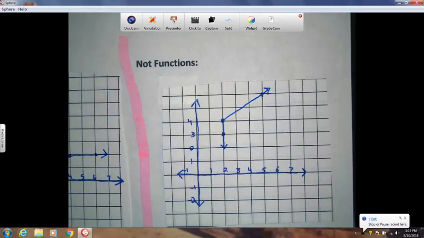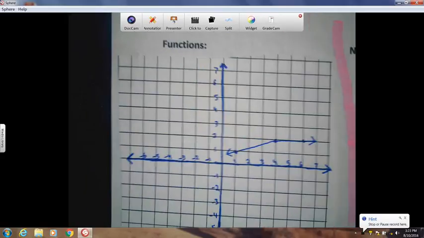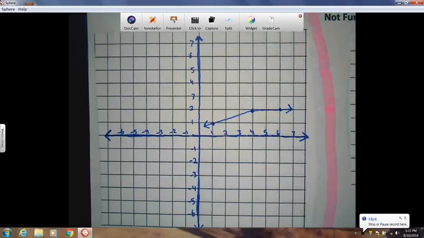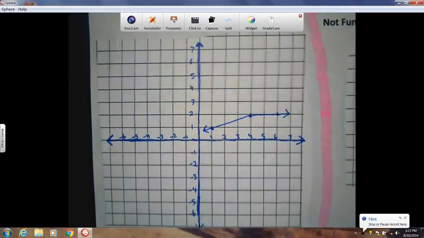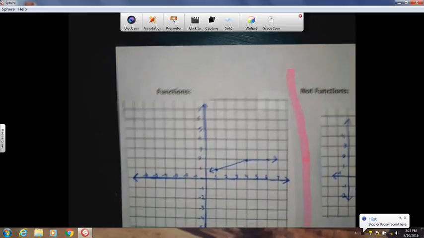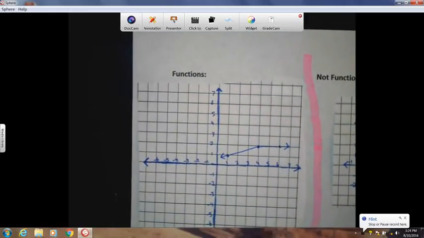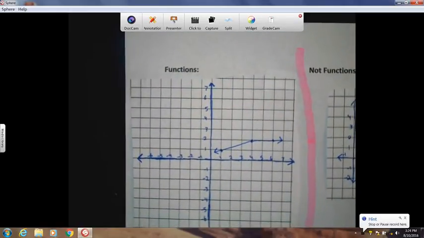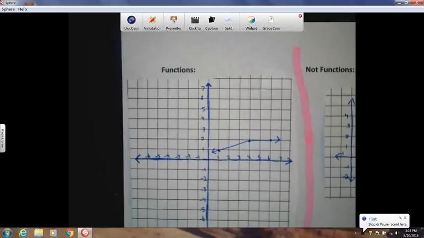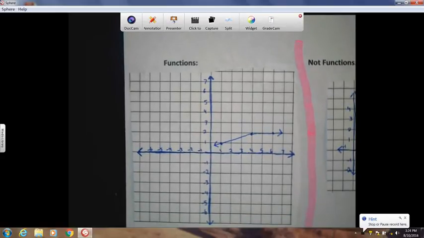Okay, so looking at functions. This is our vertical line test. That's where that comes into play. I'll make this bigger so you can see it. The vertical line test says if a vertical line intersects a graph in more than one place, it's not a function. So if I take a vertical line and move it, does it intersect the graph in more than one place? As I'm moving it, you want to look at where it intersects the graph.